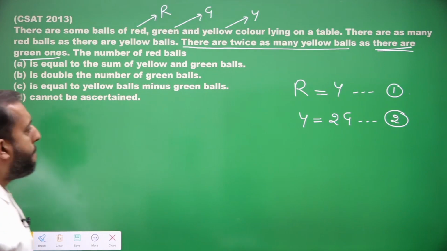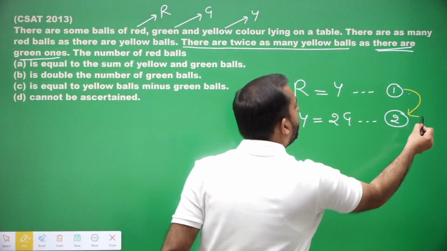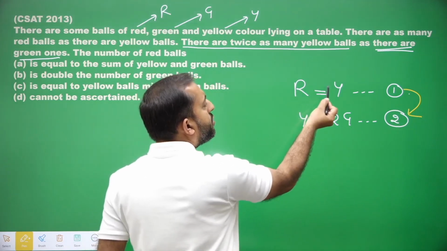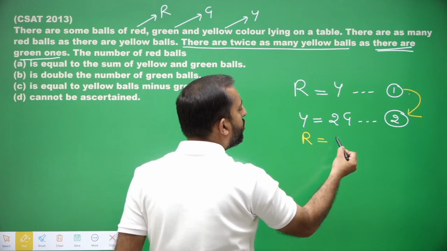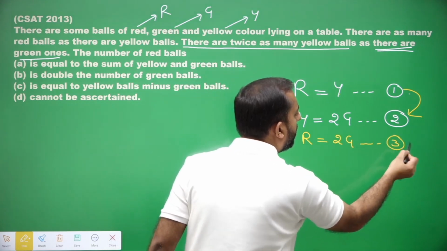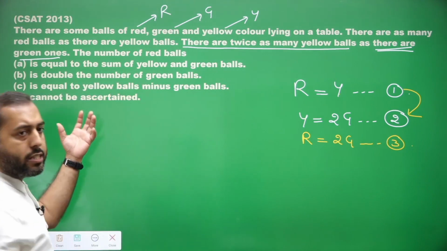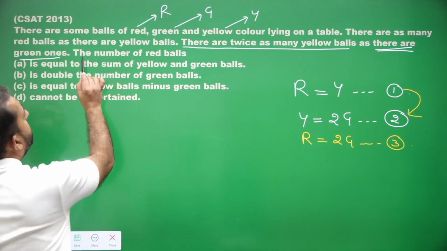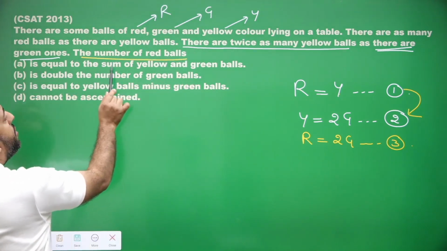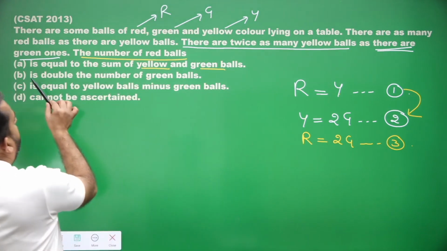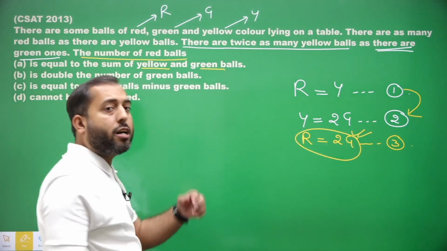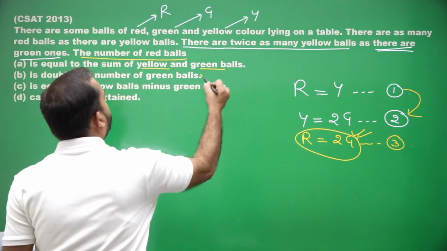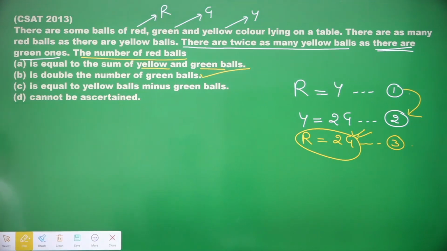Now, by combining equation 1 and equation 2, I can see the number of red balls and the number of yellow balls are the same. So if yellow balls are twice the green balls, obviously the number of red balls should be twice the green balls. Now, what are the statements given? First statement says the number of red balls is equal to the sum of yellow and green balls. No. Is it double the number of green balls? Yes, the number of red balls is double the number of green balls. Hence, option B is correct. Please make a note of it.